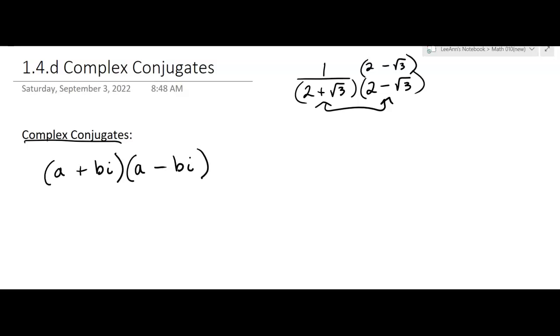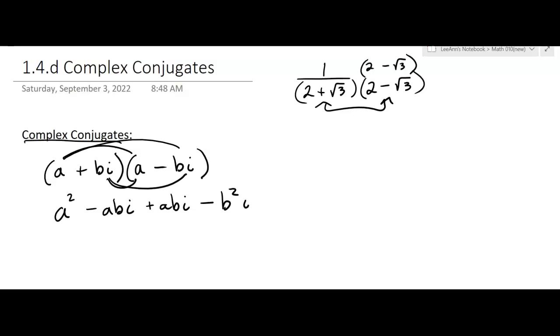Well, when you do that, you're going to FOIL it, and you're going to get a times a, which is a squared. And then you're going to have minus abi. And then you're going to have plus abi. And then you're going to have minus b squared i squared, right? Okay.